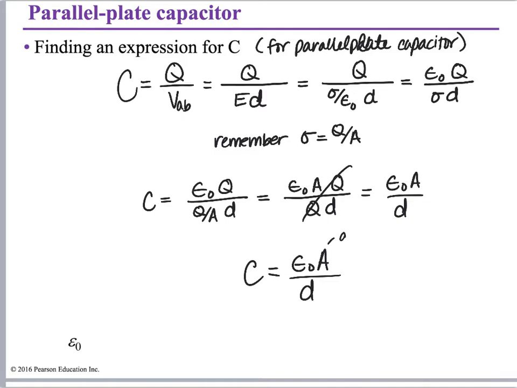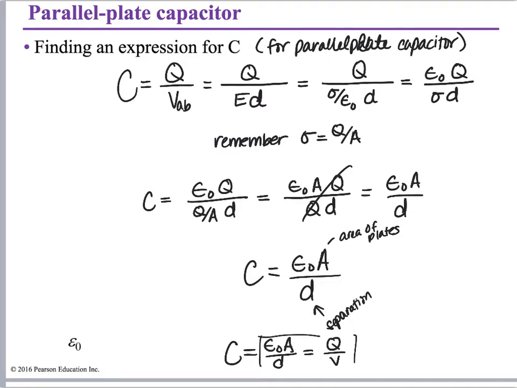And so this is the area of the plates. And this is the separation between the plates. And this is another way that we can calculate capacitance. We can also remember that while this is specific for parallel plate capacitors, it will also be true that the capacitance is the ratio of charge to voltage, which sometimes we can use these two things together to figure stuff out.